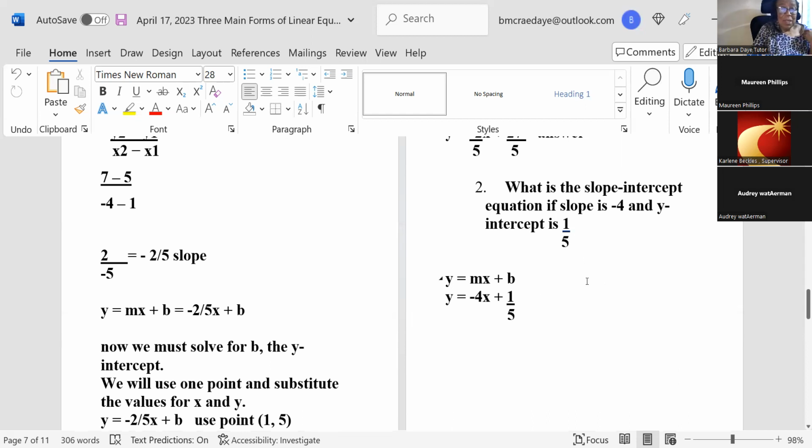Now this one is one where I gave you the slope and I gave you the y-intercept. So it's a matter of plugging them into this slope-intercept equation. M is the slope, that's the -4. There it is right there. B is the y-intercept, that's 1/5.